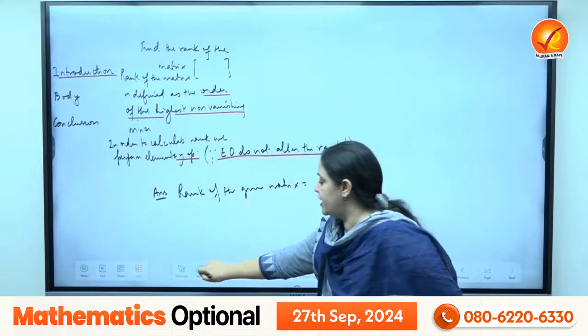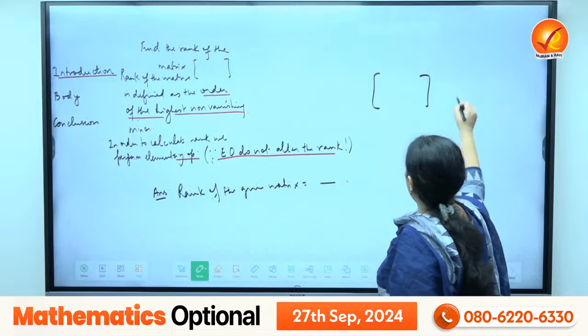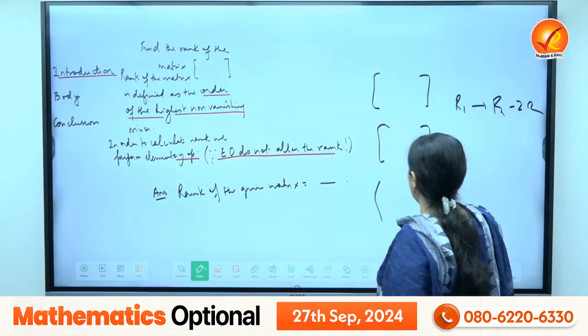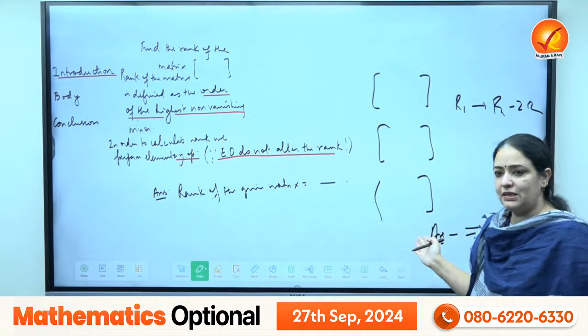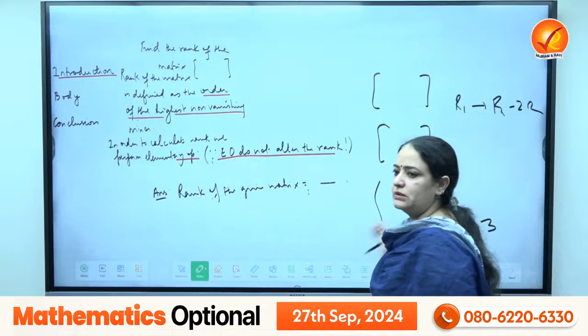dialogue-based solution as compared to, suppose, the same question, find the rank, and people look at this and keep doing R1 goes to R1 minus 2R2, and then they get another matrix and they get another, and therefore answer 3. You yourself can see which answer would engage the examiner. Do you think this is better?